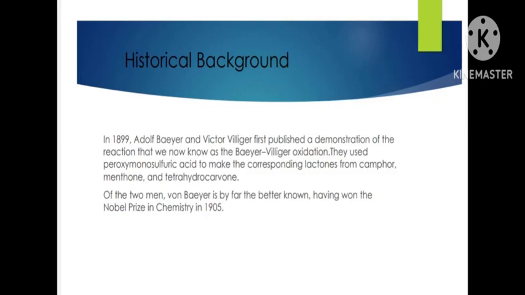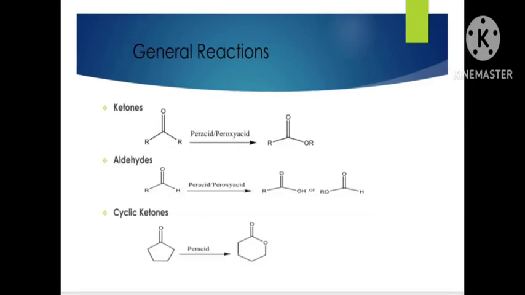Next, we will discuss its historical background. In 1899, two scientists, Adolf Baeyer and Victor Villiger, first gave a demonstration of this oxidation. They used peroxymonosulfuric acid, an oxidizing agent, to convert cyclic ketones into cyclic esters, meaning lactones. And as cyclic ketones, they used camphor, menthone, and tetrahydrocarvone. All these are cyclic ketones. And of these two scientists, Baeyer was more famous, and he was awarded the Nobel Prize in chemistry in 1905.